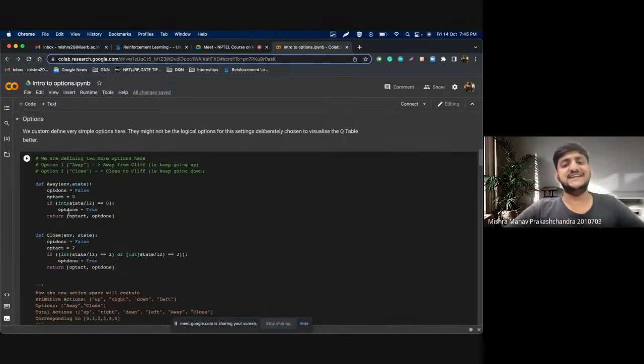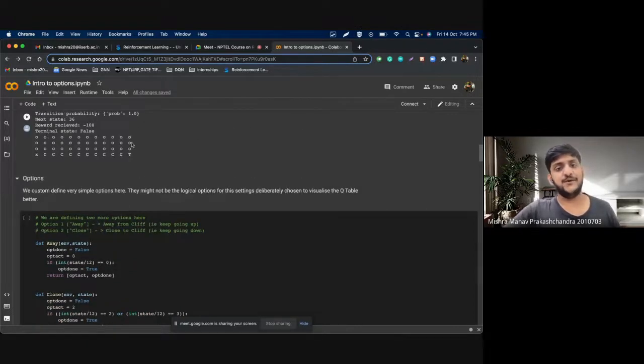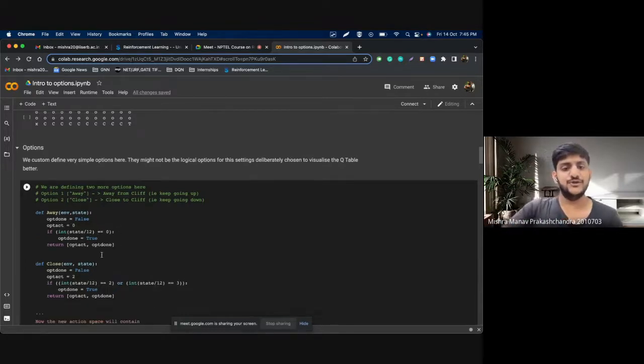Because this is an integer division, any state value less than 12 makes opt done true. What this indicates is that I am at the upper row. So this is state 0, 1, 2, 3 till 11. If I'm at any of these states, my state divided by 12 is equal to 0, which means I can no longer go further up. This is like the beta for the option, so my beta is true here.